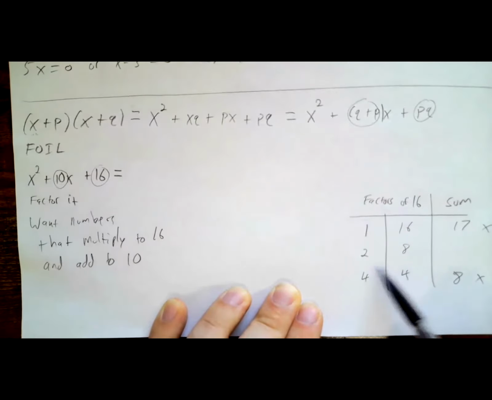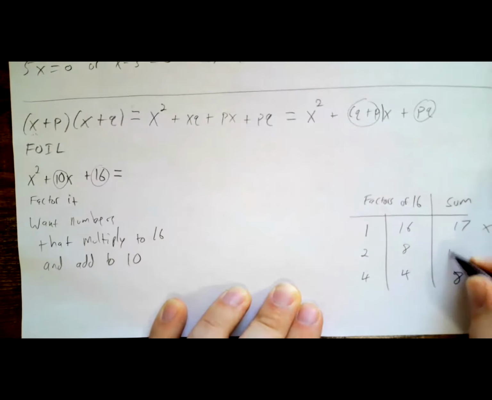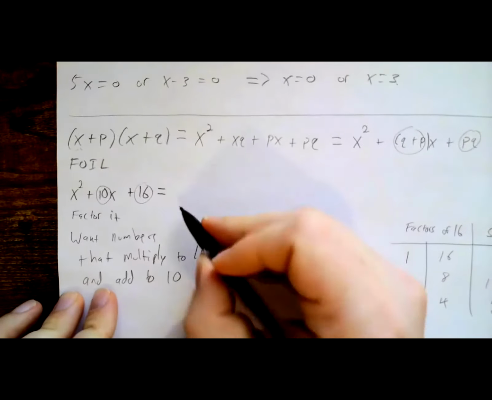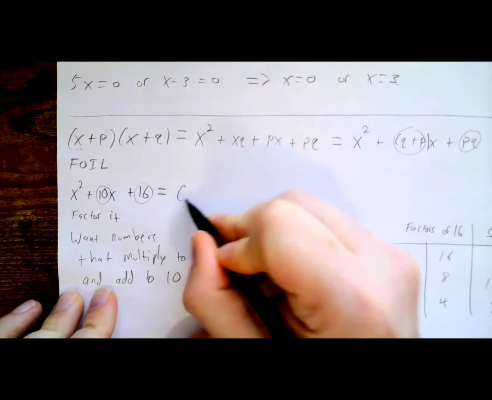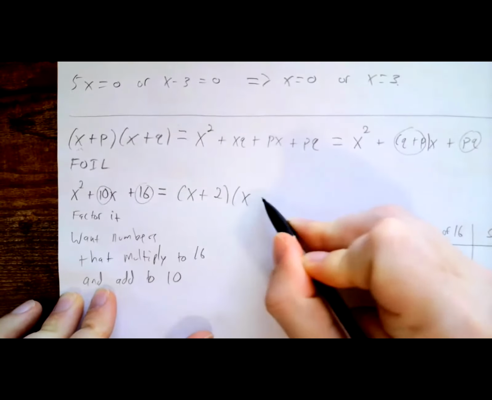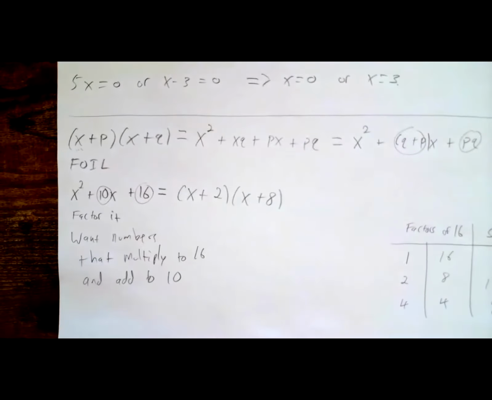But 2 and 8, that's Goldilocks, that's just right. That adds up to 10. So this is telling us that the answer is going to be x plus 2 times x plus 8.